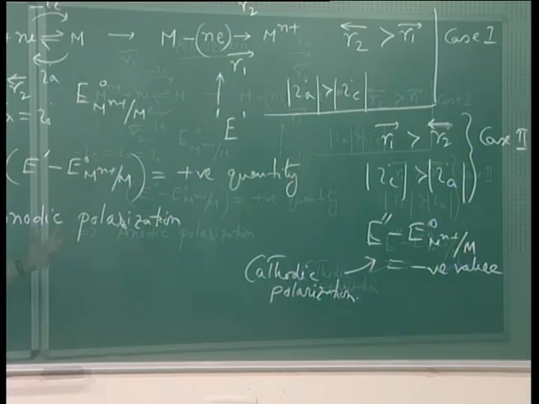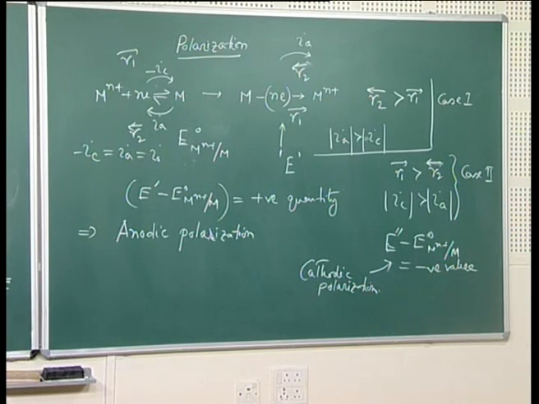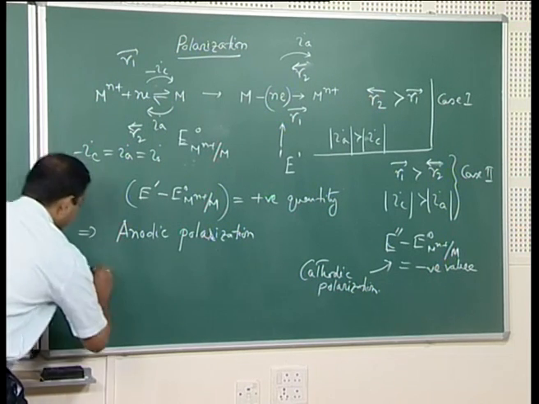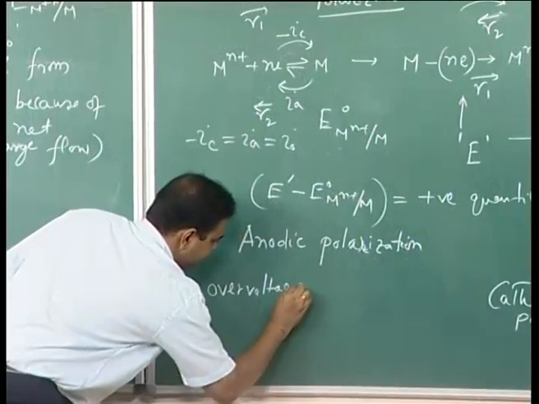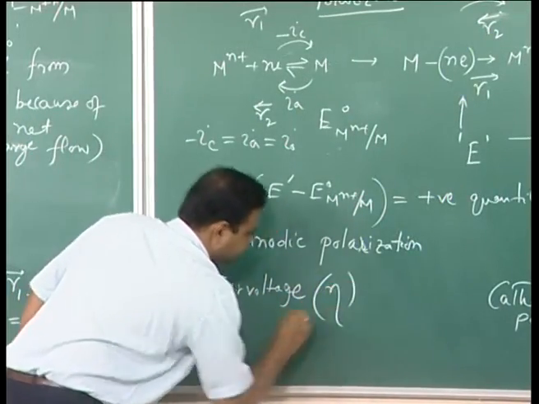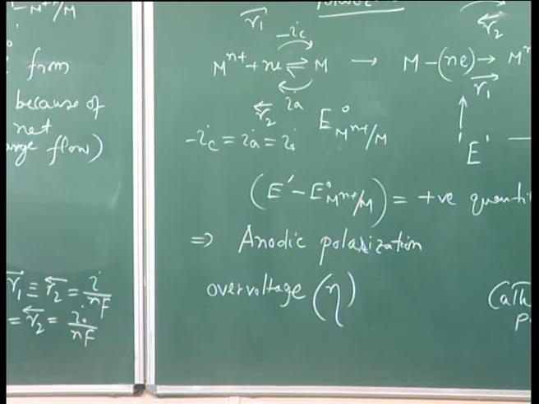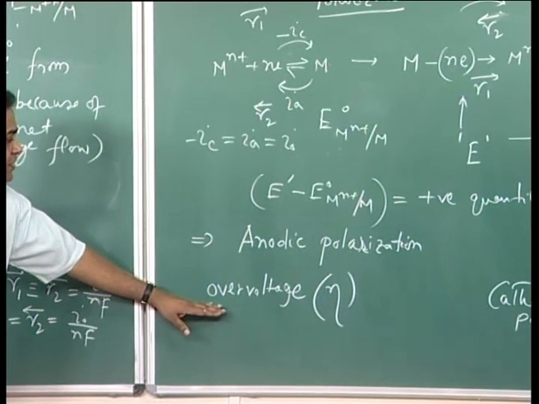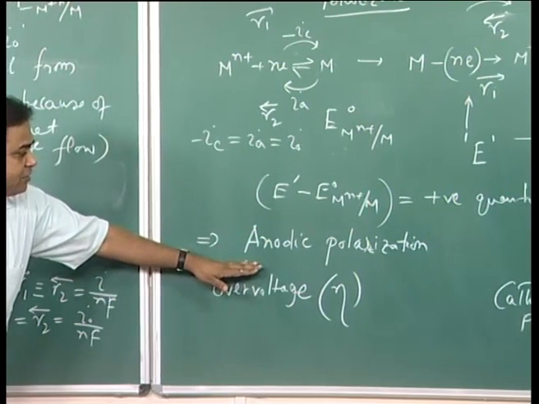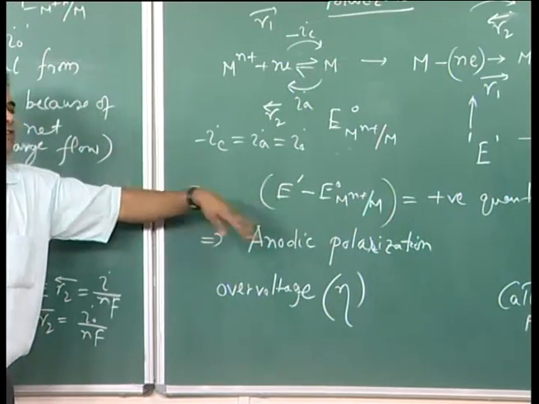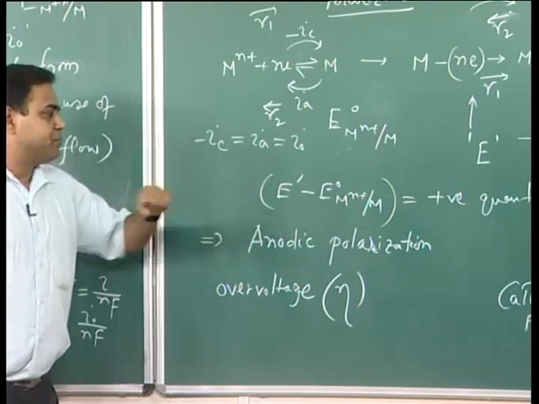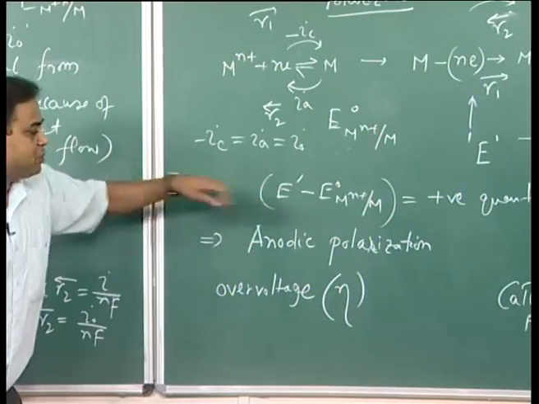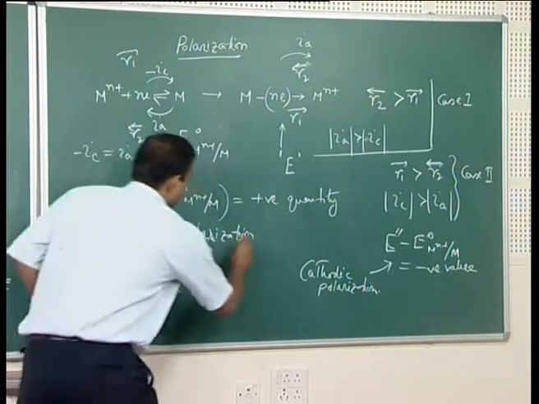Now, the point is, how do we quantify polarization? Polarization is quantified in the form of overvoltage, and it is given as this form, eta. In this case, the overvoltage is nothing but the difference between the final potential and equilibrium potential.